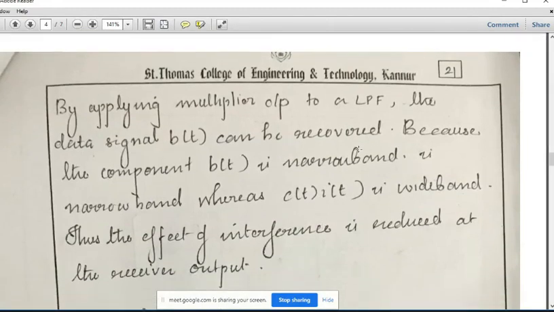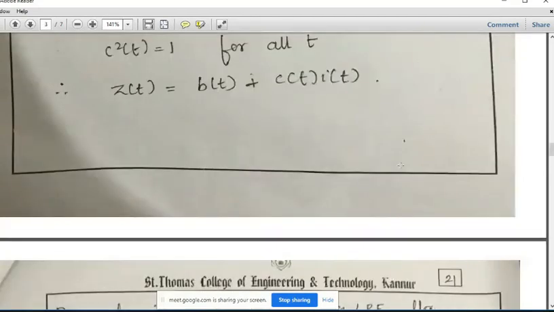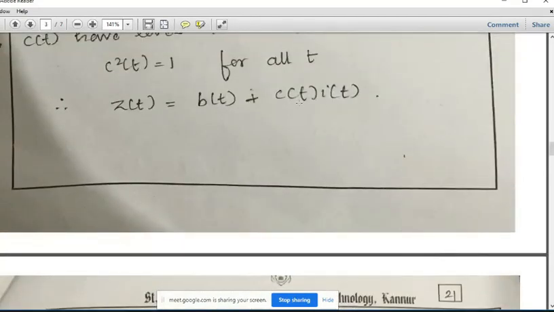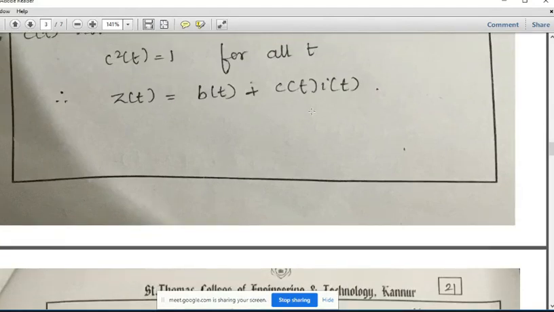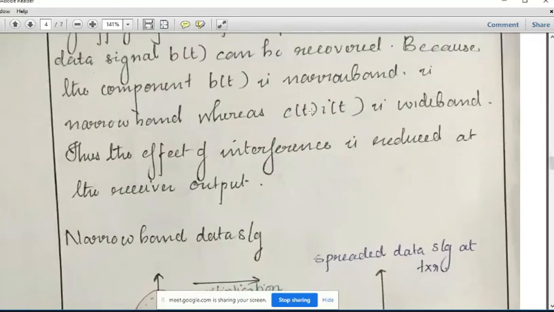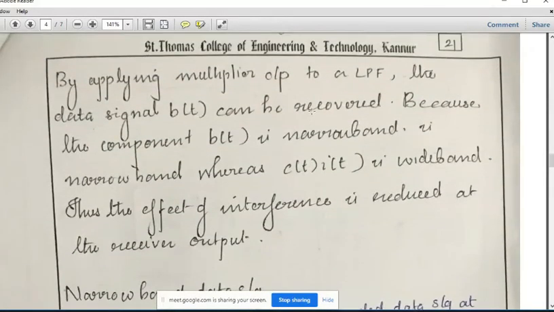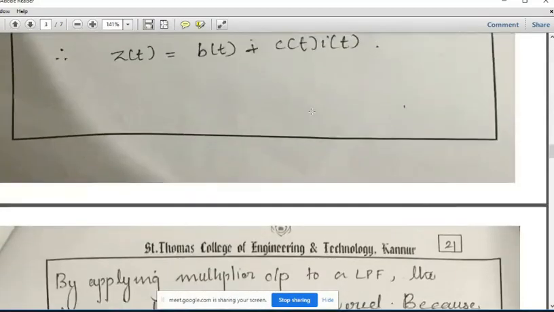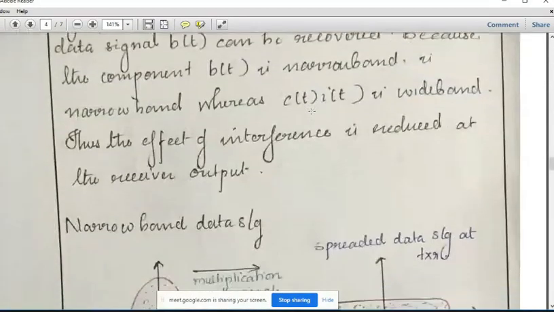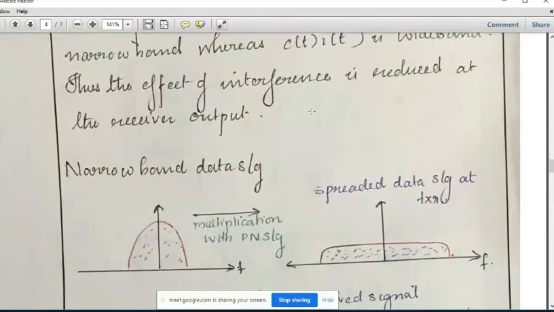Here, the interference gets added up with the wide band signal C of t. So, the effect of interference is reduced at the receiver output. This can be understood with the figure.